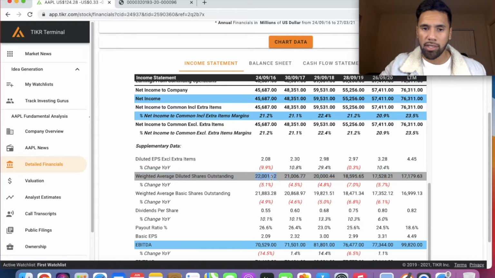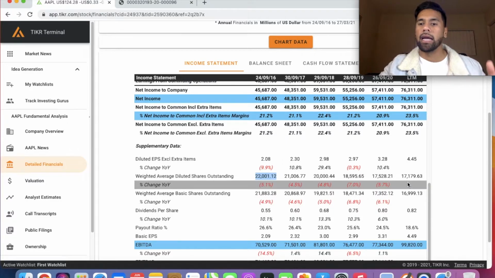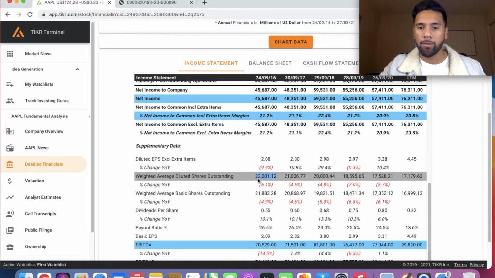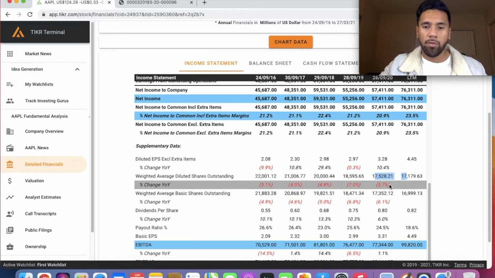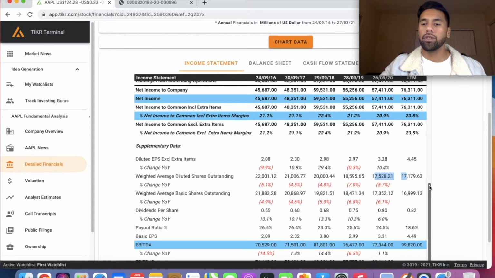So this is just the average number of shares that the company has outstanding in the market, right? And you can see with Apple from 2016, they went right down from 22 million right down to 17. They are buying back a lot of stock. And the reason why it's really important is when you're looking into dilution, right?